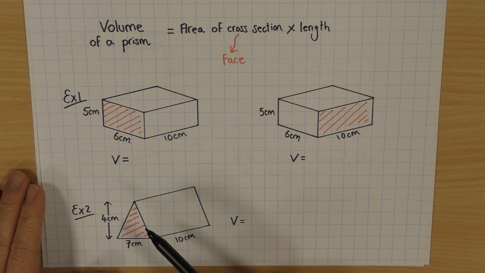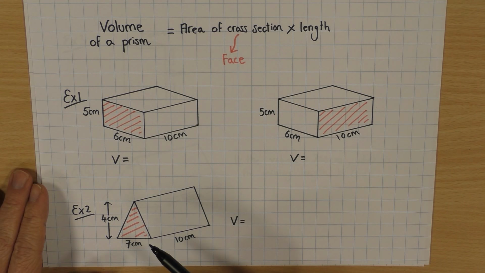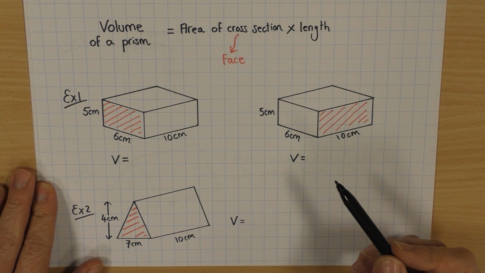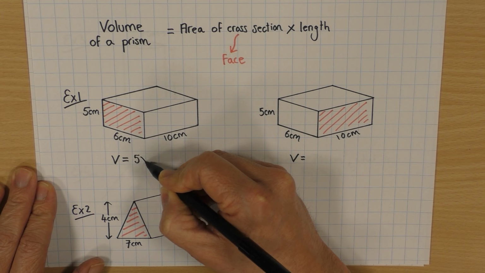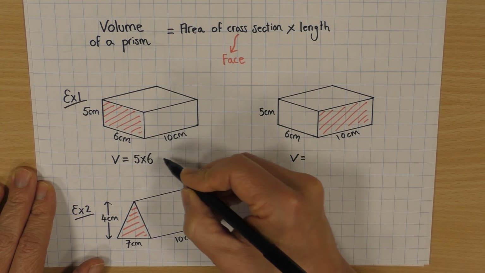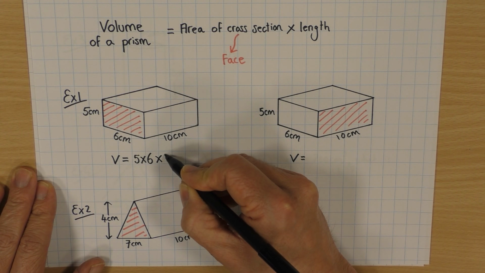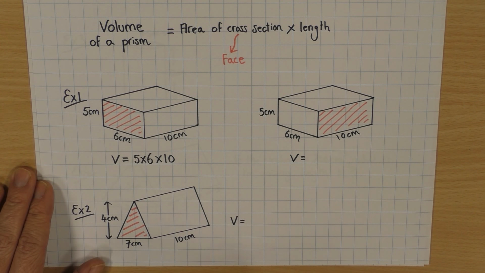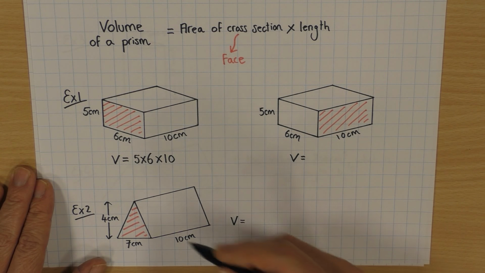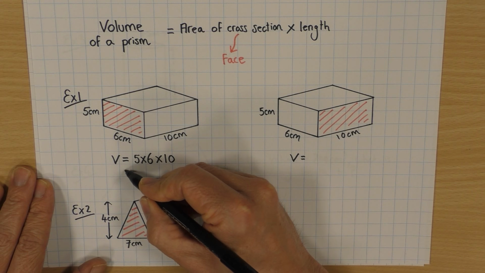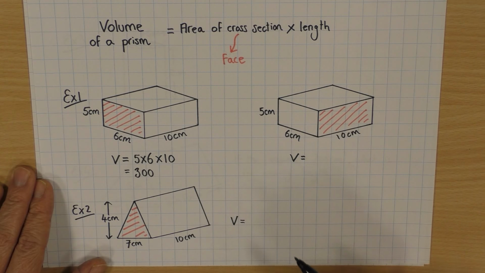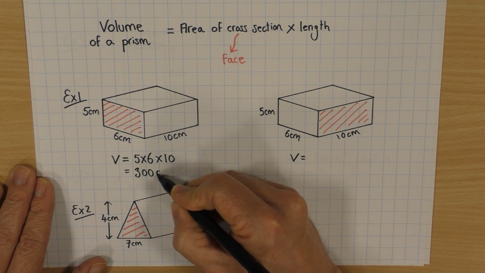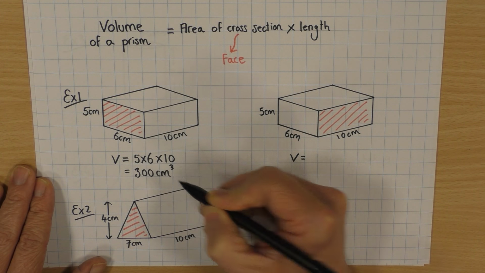So, for example 1, I'm going to work out the volume of a cuboid. Straightforward, area of cross-section times length. So the area of the cross-section would just be 5 times 6. I could work that out, which would be 30, and I could just times it by 10 as well. So I could say 5 times 6 times 10 on a calculator, or I could do this one in my head. So that would be 300. Because it's volume and it's three-dimensional, if I've got centimetres times centimetres times centimetres, that would be centimetre cubed.